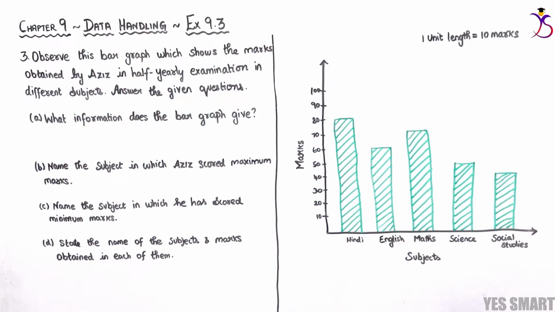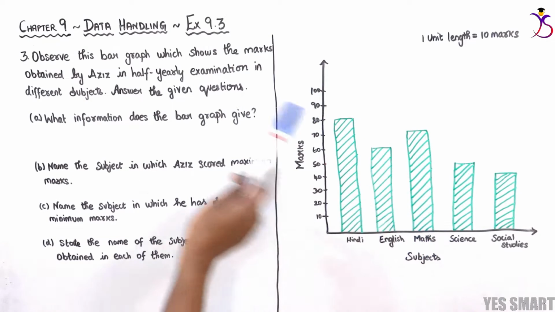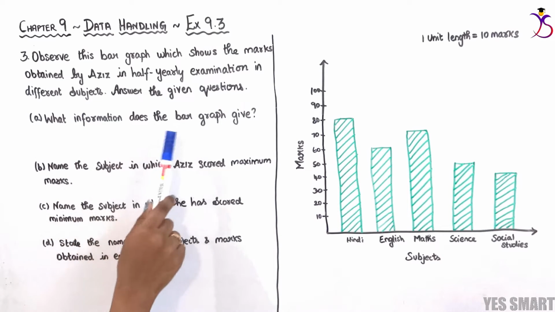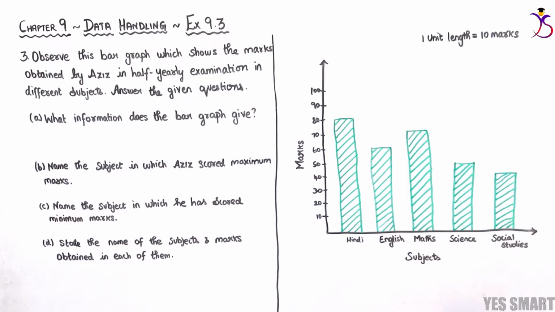Third sum. Observe this bar graph which shows the marks obtained by Aziz in the half-yearly examination in different subjects. Answer the given questions. So they have given the graph. Here we have the subjects. These are the marks. We can compare both to know the marks scored by Aziz in the half-yearly examination. A sum: what information does the bar graph give? On observing, it is clearly known that this bar graph tells us Aziz's marks in the half-yearly examination against each subject.